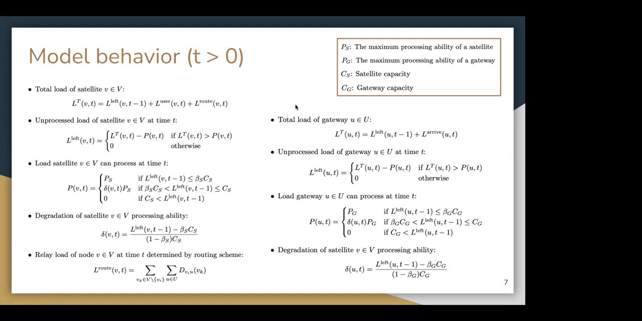But I think the most interesting thing to see about the formulas, because there are more, is in particular this degradation in the processing capacity and how they define the overload of a node. And here we can see the L route, which is basically the load that's determined by the routing scheme at that certain point of time. So this is entirely dependent on how the routing scheme being used works.